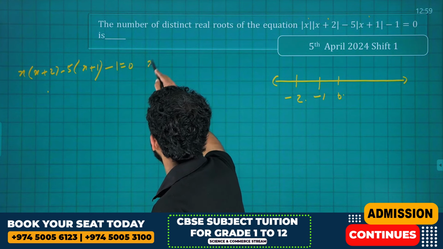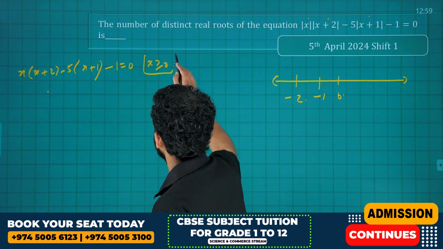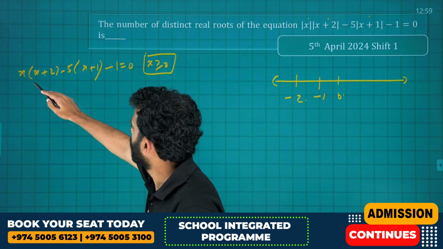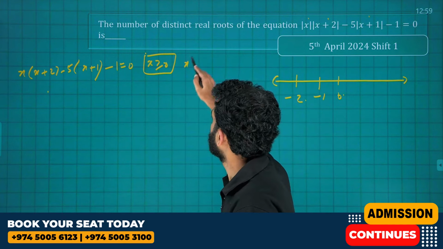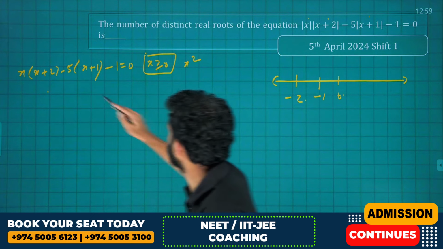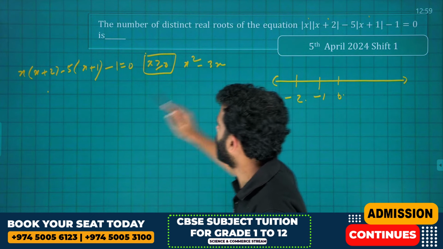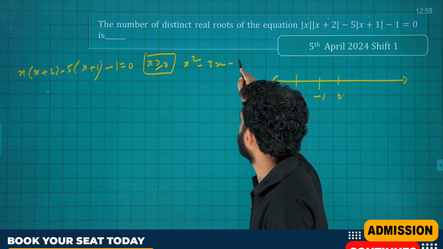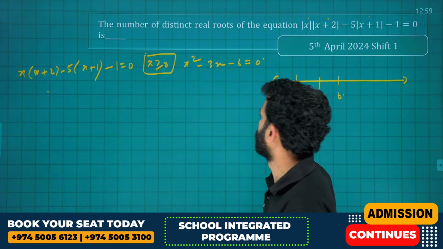Equal to 0 when x is greater than or equal to 0. Okay, so let us operate it. That is x square, this is 2x and minus 5x, minus 3x. This is minus 5 minus 1, minus 6 is equal to 0.